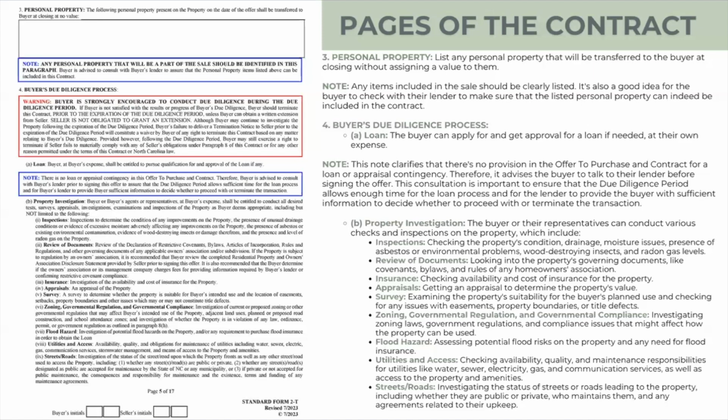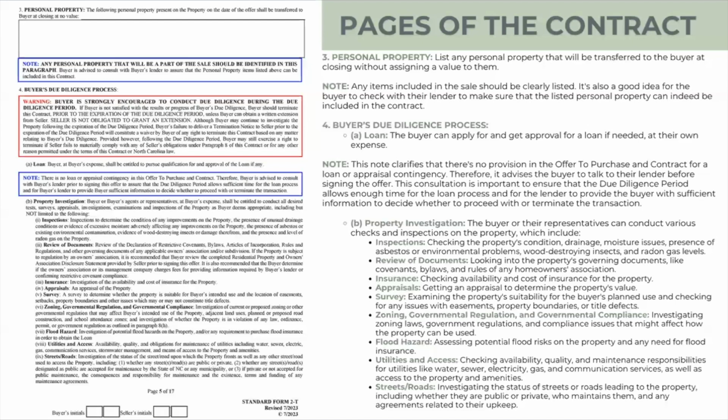Insurance, checking availability and cost of insurance for the property. Appraisals, getting an appraisal to determine the property's value. And survey, examining the property's suitability for the buyer's planned use and checking for any issues with easements, property boundaries, or title defects. Zoning, governmental regulation, and governmental compliance, investigating zoning laws, government regulations, and compliance issues that might affect how the property can be used. And flood hazards, assessing potential flood risks on the property and any need for flood insurance.